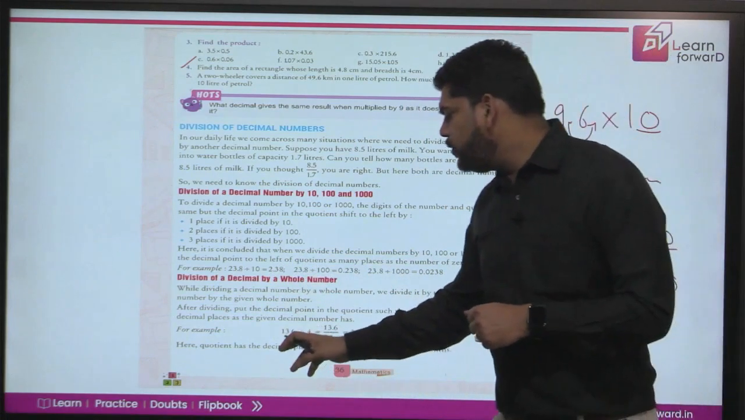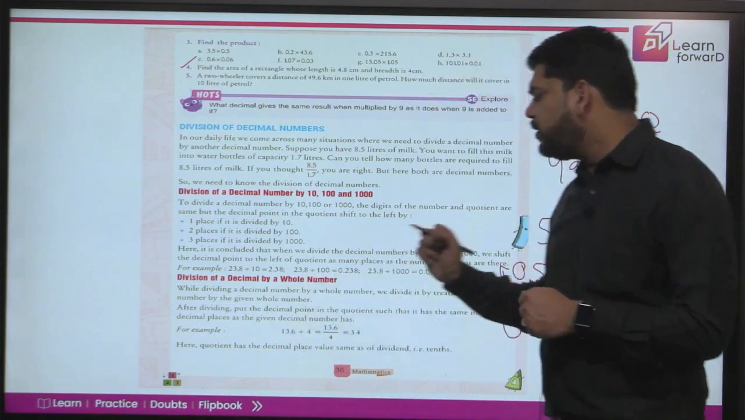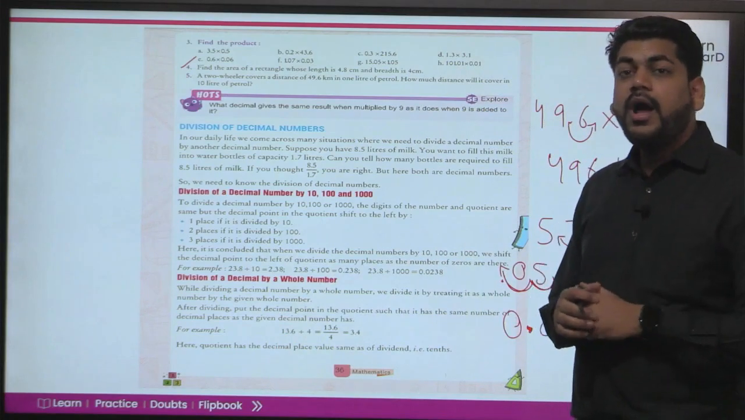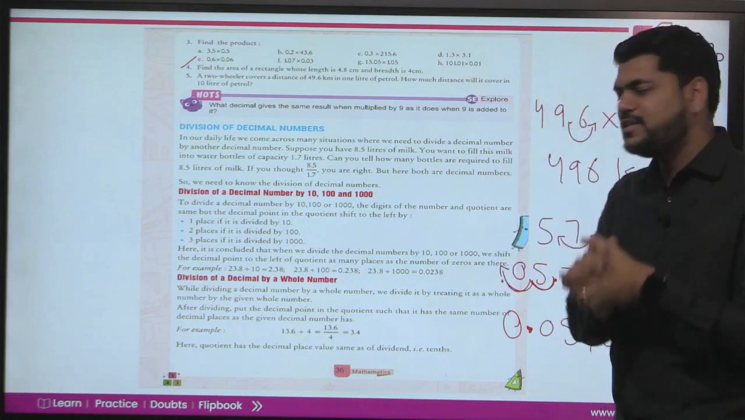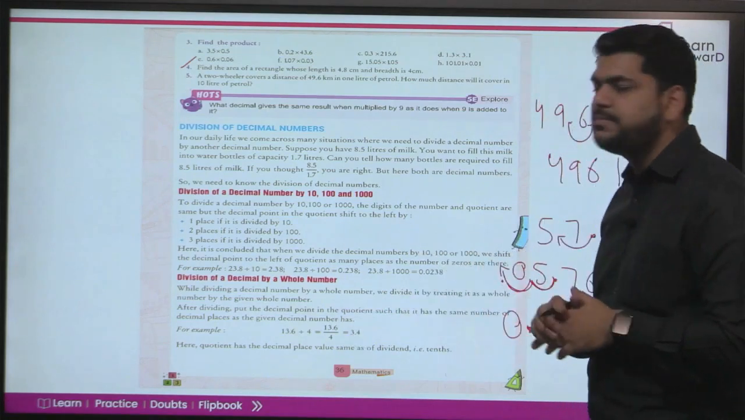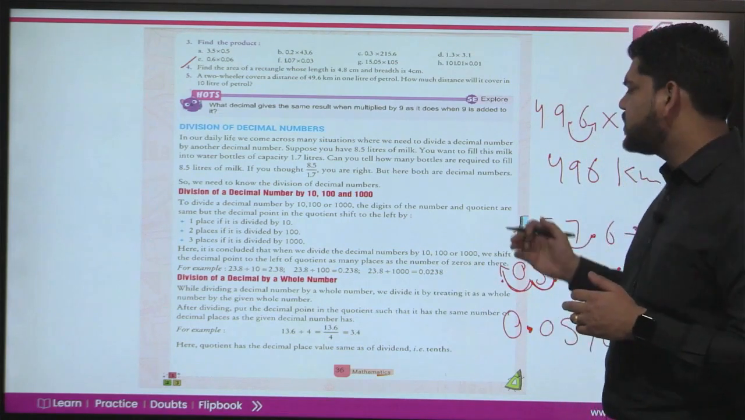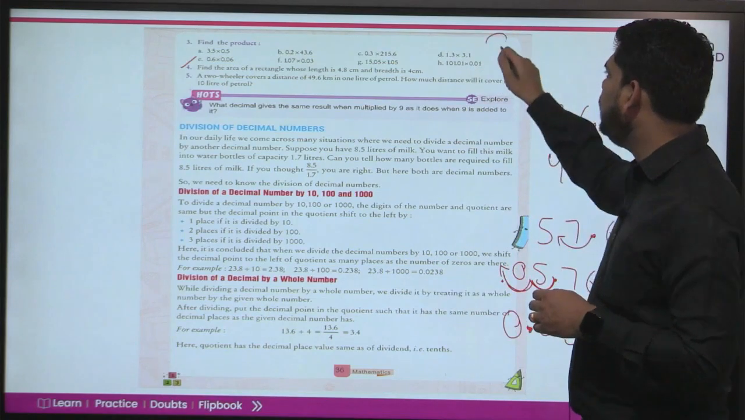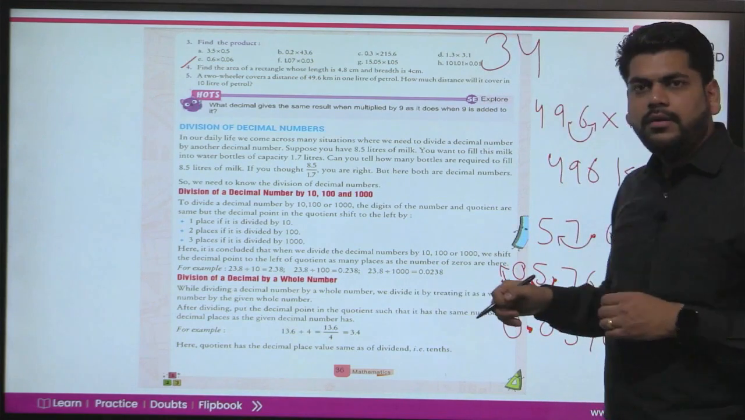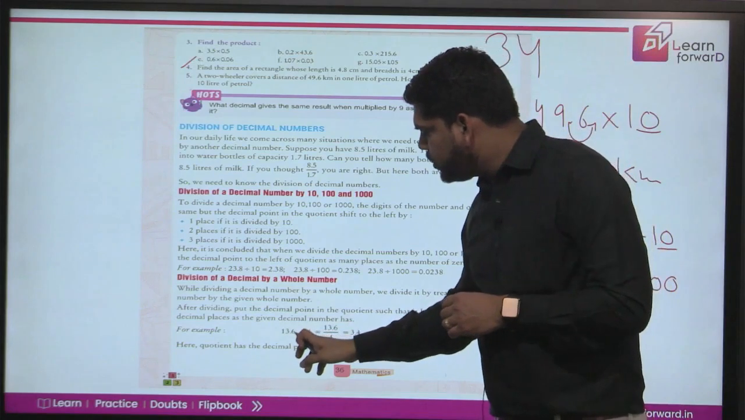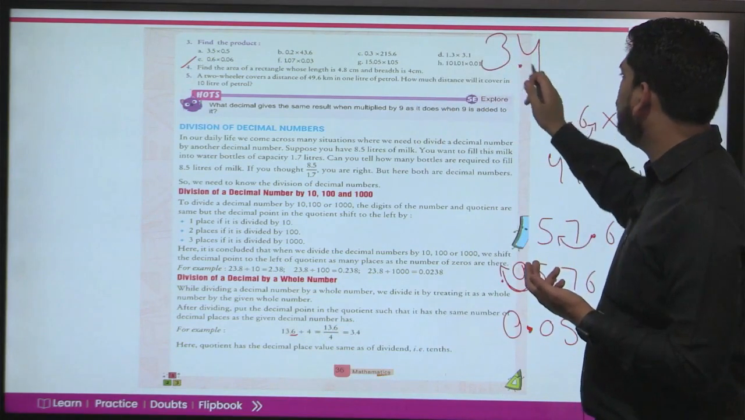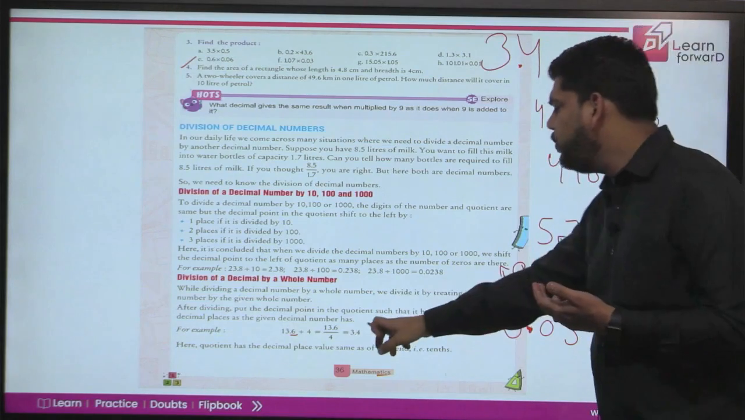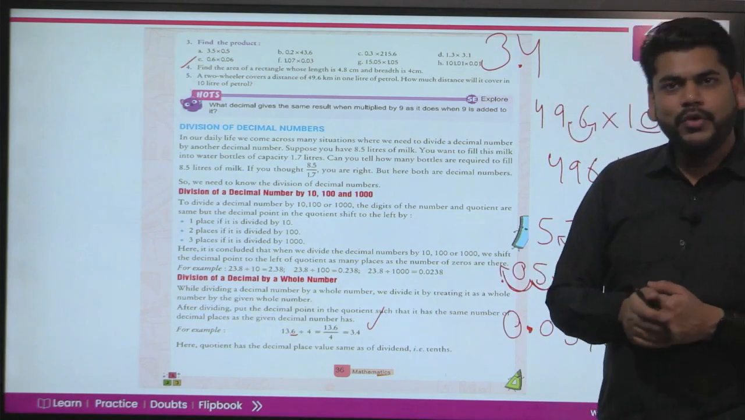Now we are given the question over here, 13.6 divided by 4. Again, recall the way we have done the multiplication. Forget about the decimal. Just divide 136 by 4. 136 divided by 4, your answer will be 34. Decimal was before only 1 digit, so we will be putting decimal only before 1 digit. So our answer will be 3.4. Okay.